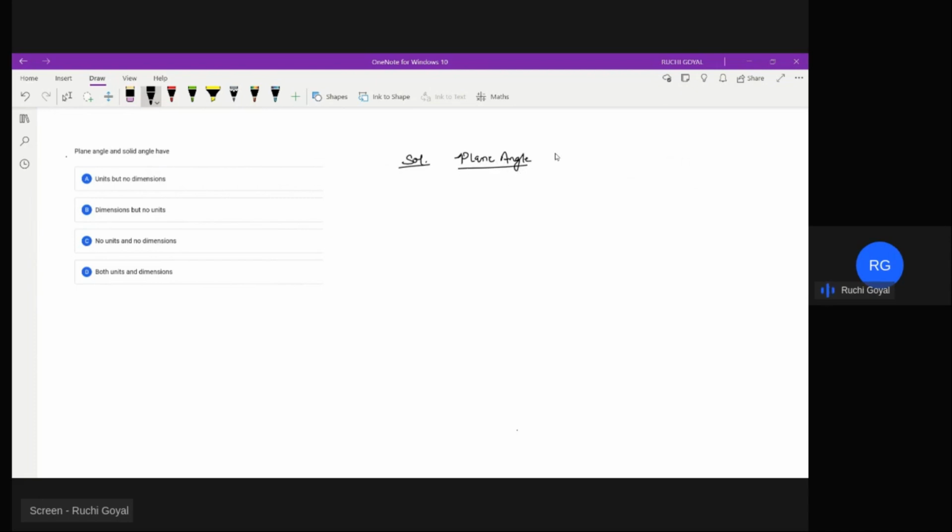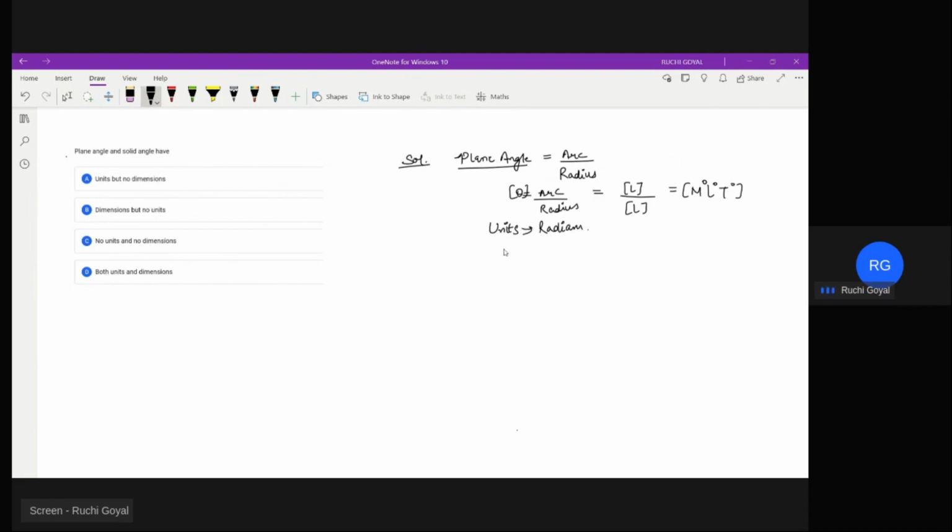What is the formula of plane angle? It is arc upon radius. As we all know that theta is arc upon radius. Arc will be in the length L and radius is also in the length L. If we have to find the dimensions of theta, so L and L, it will be M0, L0, T0. And what is the unit of theta, plane angle? It is radians.